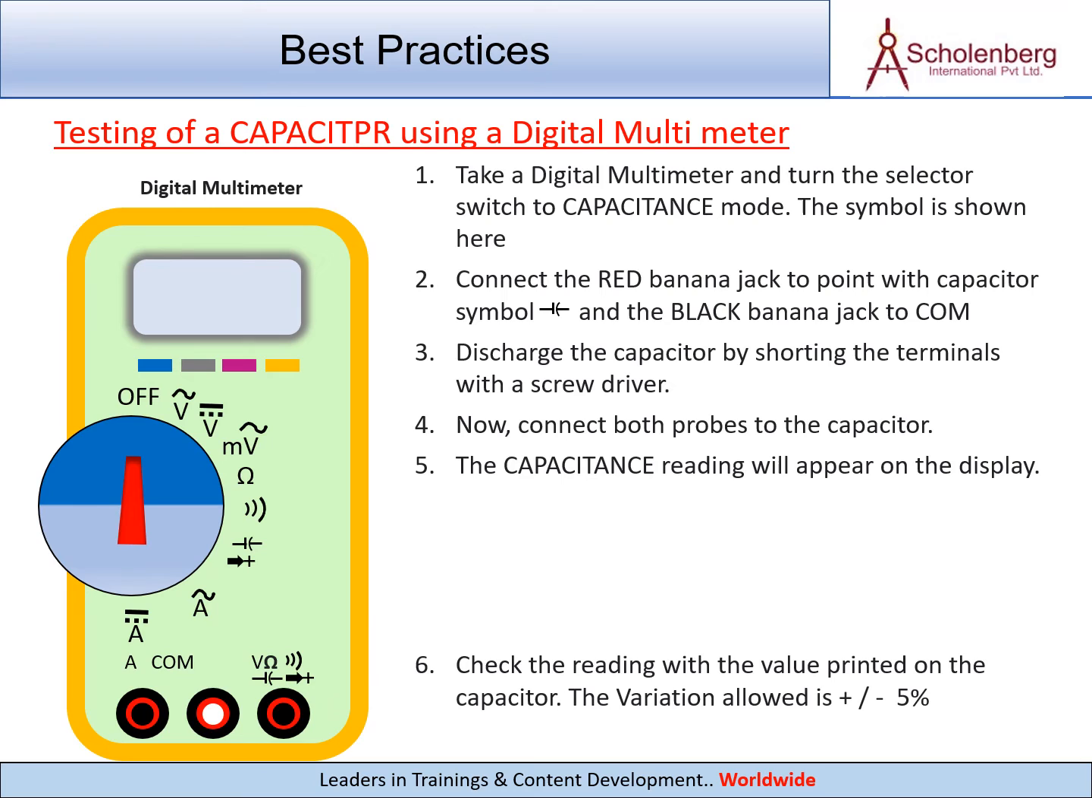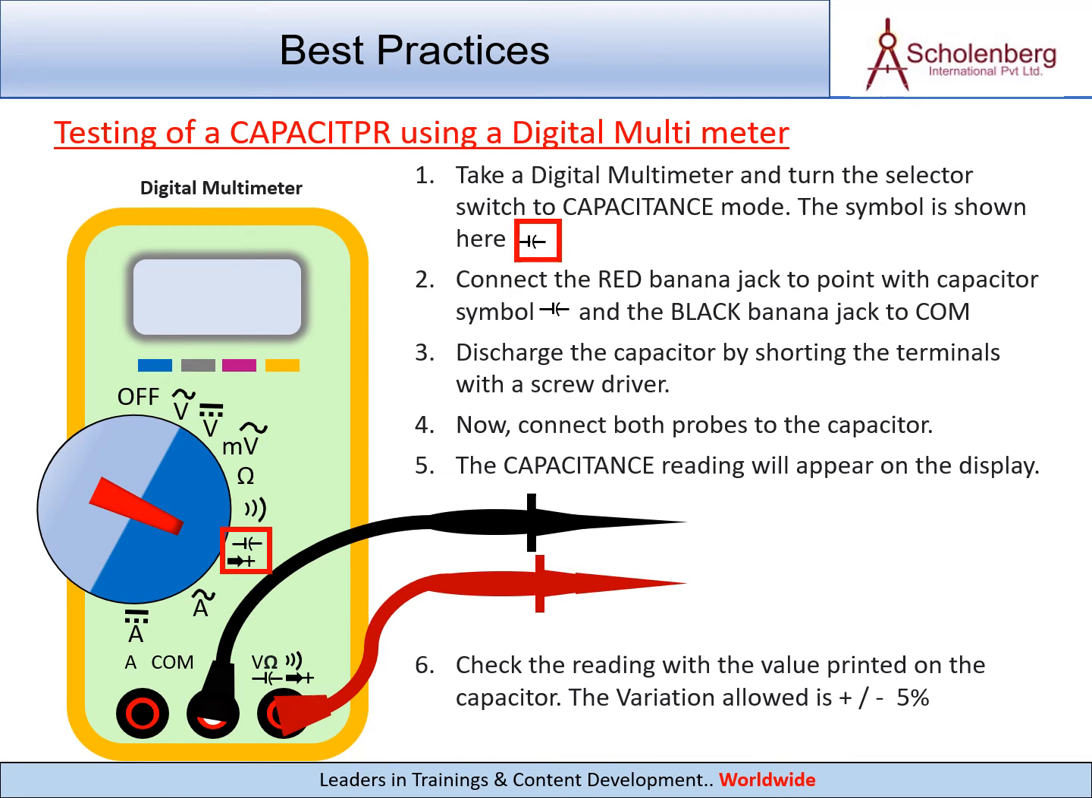Testing of a capacitor using a digital multimeter. 1. Take a digital multimeter and turn the selector switch to capacitance mode. The symbol is shown here. 2. Connect the red banana jack to the point with the capacitor symbol and the black banana jack to COM.